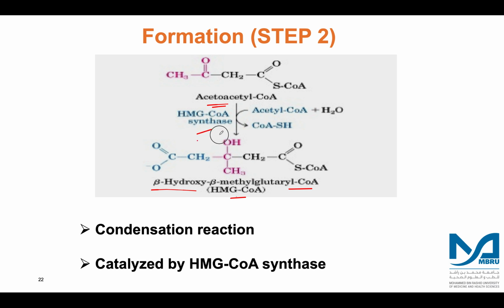catalyzed by HMG coenzyme A synthase, which is the rate limiting enzyme for ketone bodies but not cholesterol. Please put this down in your notebook. People often make this mistake. HMG coenzyme A synthase is the rate limiting step for the formation of ketone bodies but not cholesterol.